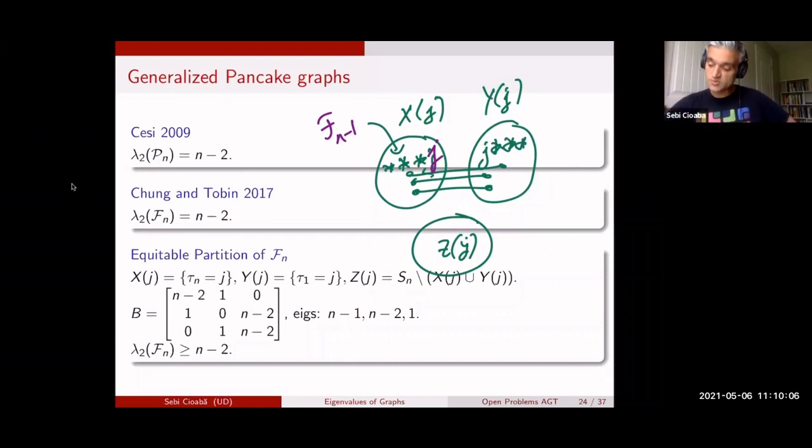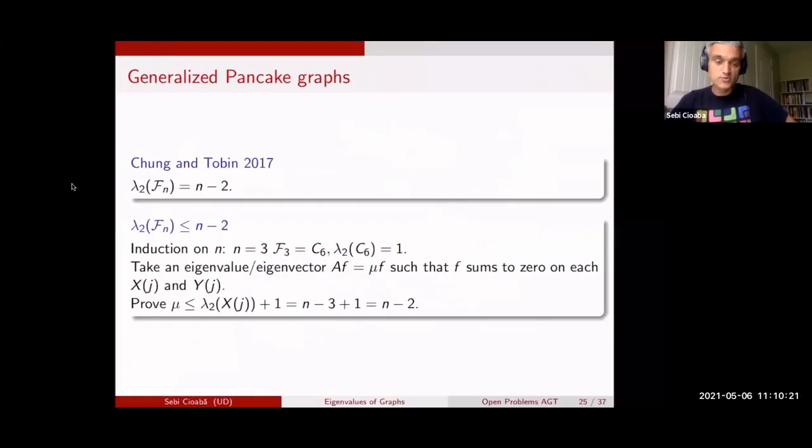So anyway, you prove this equitable partition, and you get eigenvalues n minus one, the valency n minus two, and one. And clearly that implies that lambda two has to be at least n minus two from this part. Then you have to prove that lambda two is at most n minus one. Their proof is an induction on n. When n is three, this pancake graph is C6, so that works.